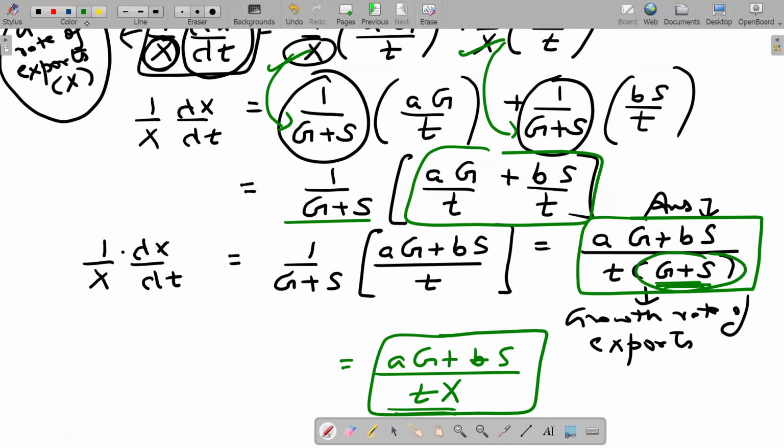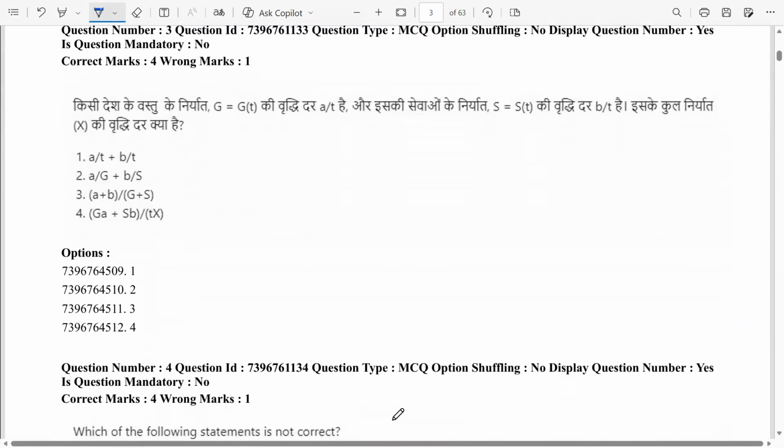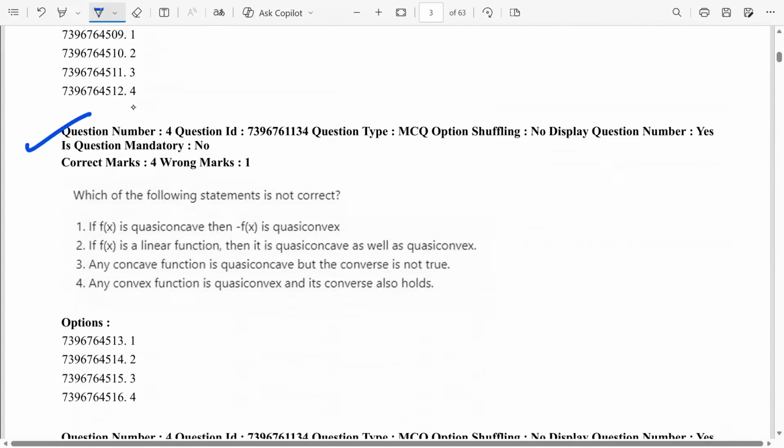Okay, so hoping students have understood how I've solved this particular problem. This is where I'm going to stop in this lesson. We have solved the first 3 problems. In the next lesson, I'm going to start with the discussion of question number 4.